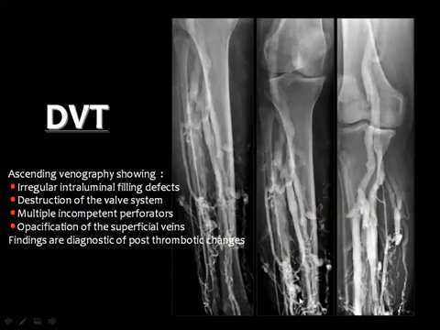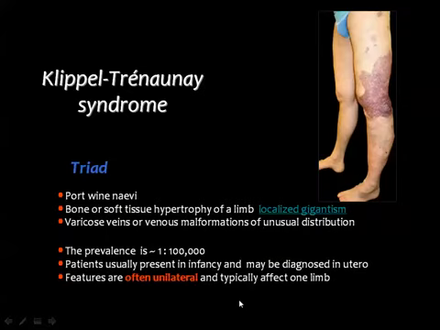Then what do we mean by post-thrombotic or post-phlebitic manifestations? And these are: number one, irregular intraluminal filling defects; number two, which is very important, destruction of the valves; number three, multiple incompetent perforators leading to opacification of the superficial venous system. These are known as post-thrombotic manifestations.